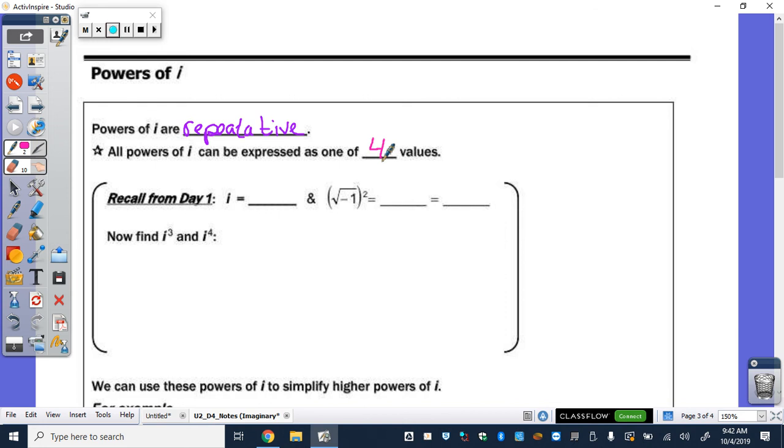So as we can recall, i is the square root of negative 1. And the square root of negative 1 squared is simply negative 1. That's what we went over last time.